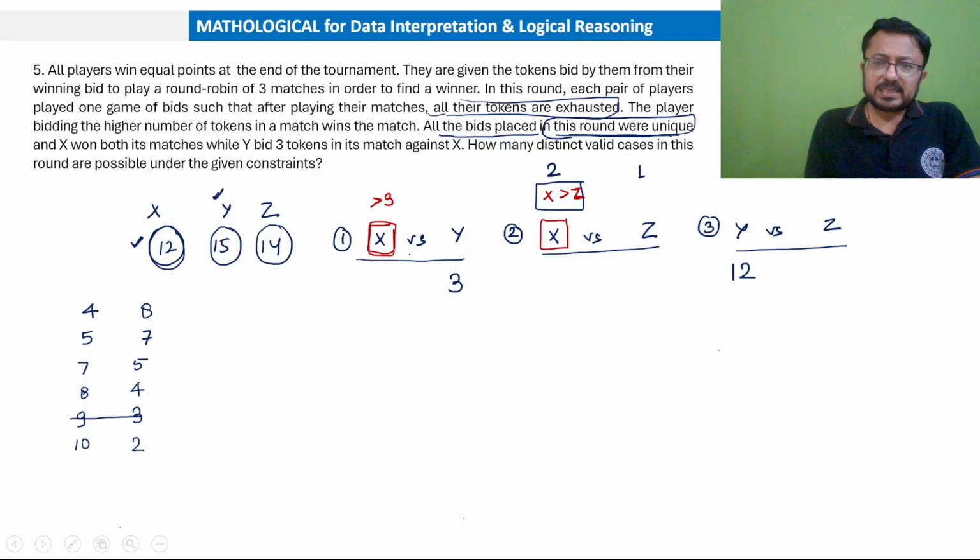अब केसेस बनाते हैं. ठीक है, पहला केस लेते हैं. फर्स्ट केस व्हेन X has bid 4 tokens versus Y and X has bid remaining 8 tokens versus Z.